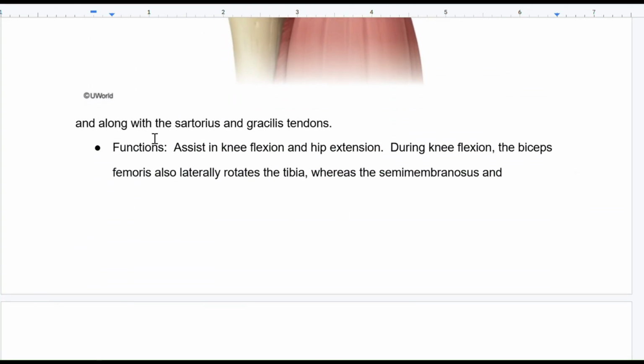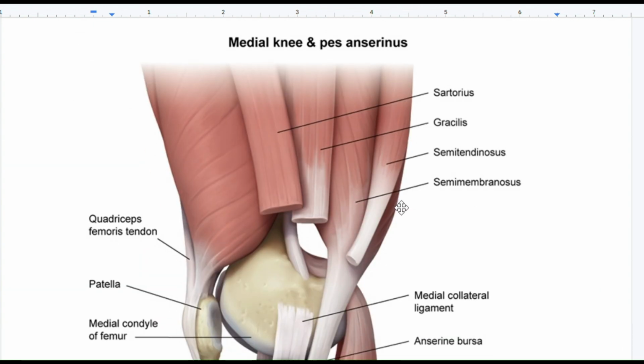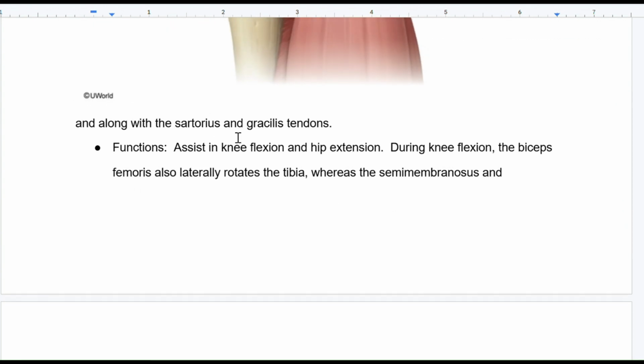Okay. And along with the sartorius and gracilis tendons. So that whole sentence was: the semitendinosus also contributes to pes anserinus, goosefoot insertion located on the medial tibia, and along with the sartorius and gracilis tendons. Functions are assist in knee flexion and hip extension.